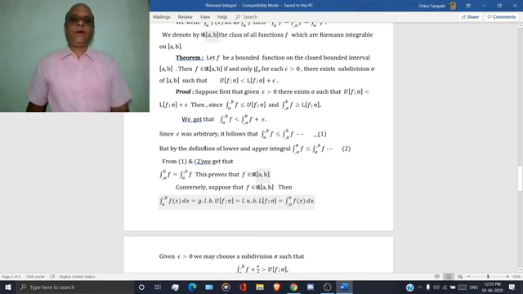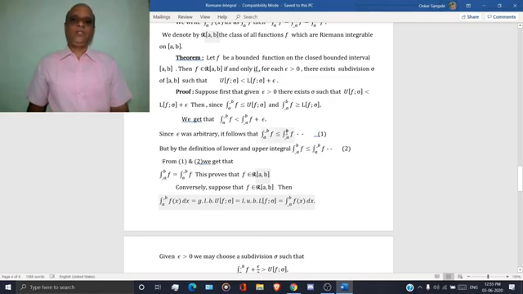But by the definition of lower and upper integral, the lower integral is always less than or equal to the upper integral, and therefore the lower integral a to b f is less than or equal to the upper integral a to b f. Let us call this statement number 2.